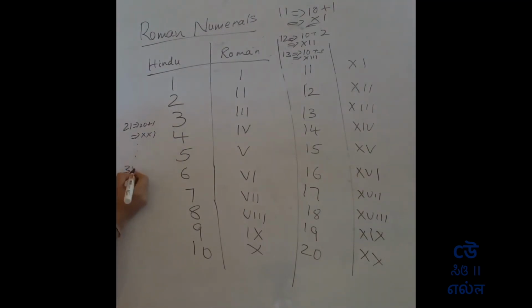Okay, for 31 what will it be? 30 plus 1. For 30 what will it be? 3x it will be. So 3x plus 1 will be 3x and 1. Like that only. 41 is 4x plus 1, so 4x 1, like this. If it goes on, it goes on. Okay, for 50 it changes. The Roman numeral changes, so I'll teach you what it will be for 50.